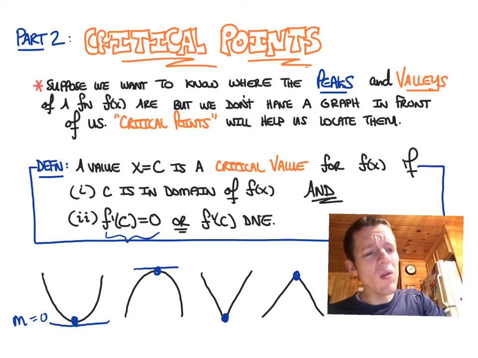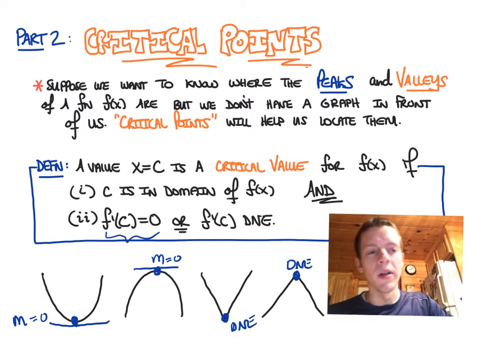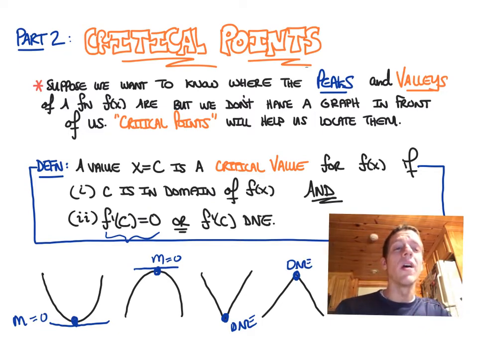So the slope is 0 at that point. Here, the slope does not exist. The tangent line does not exist. That's a point that is not differentiable. So what the critical values are doing is showing us where these extrema might occur. It's really important for us to be able to find the critical values in order to then find our relative extrema. That's the main goal.